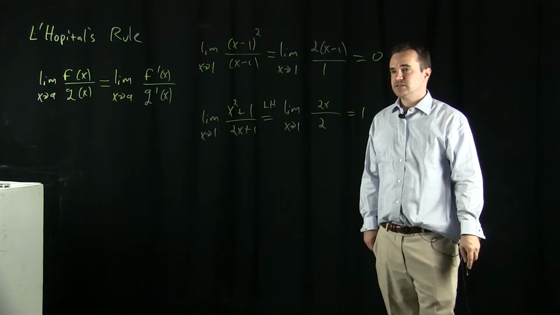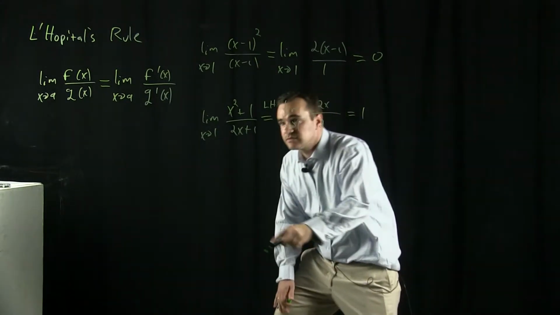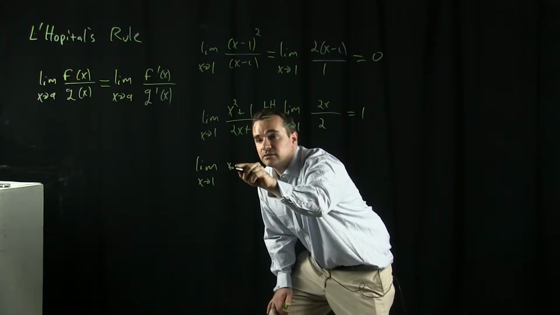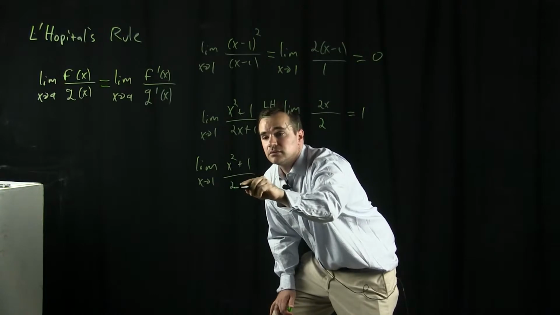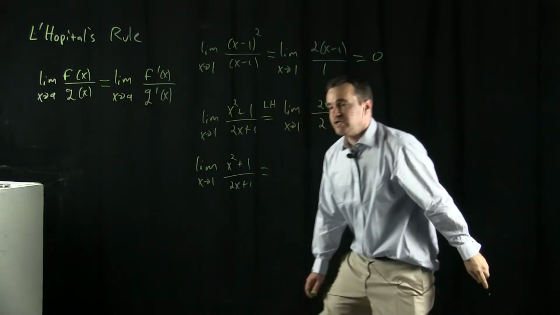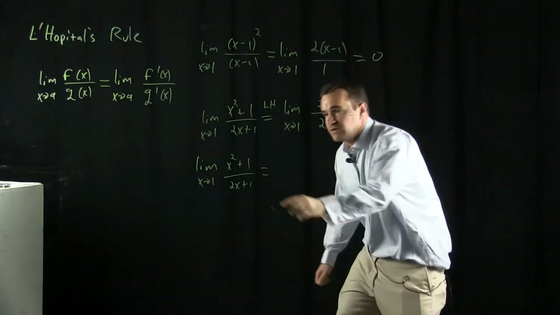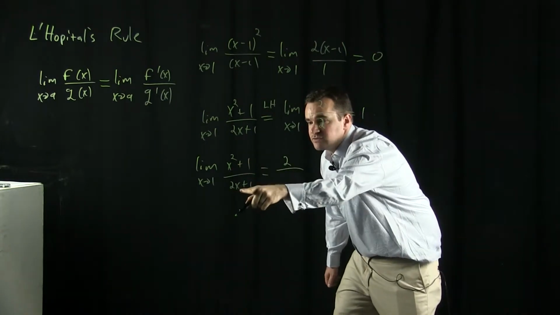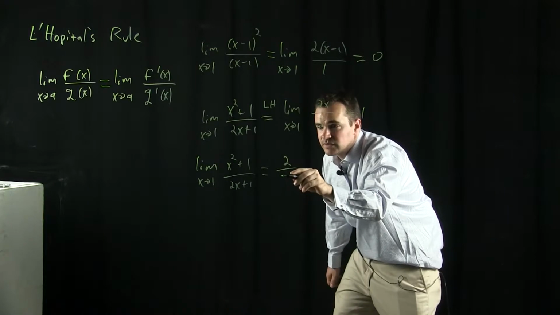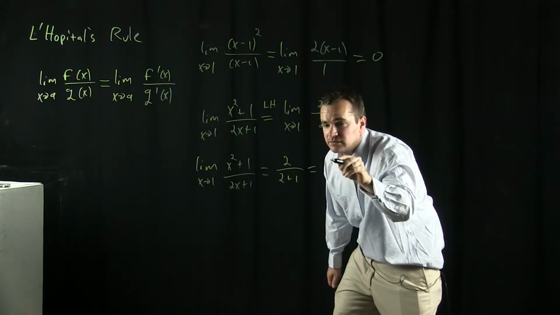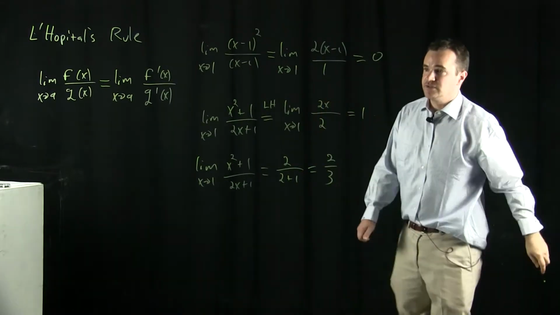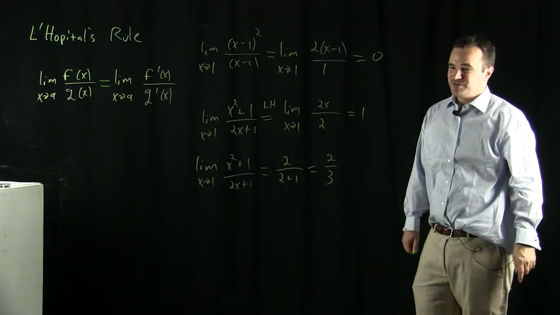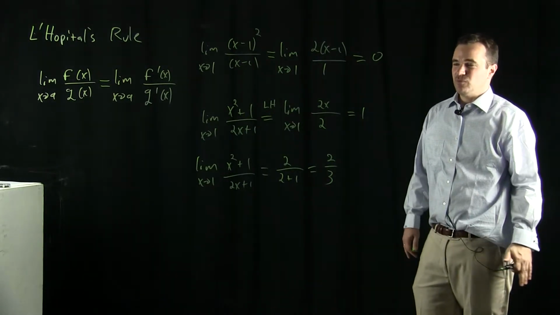On the other hand, let me calculate this directly by just plugging in the number 1. So here I'm going to get 1 squared plus 1 equals 2, and here I'm going to get 2 times 1 plus 1 equals 2 plus 1 equals 3. So it's 2/3. So you see I've calculated this limit 2 different ways, and I got 2 answers. So something has to be wrong.